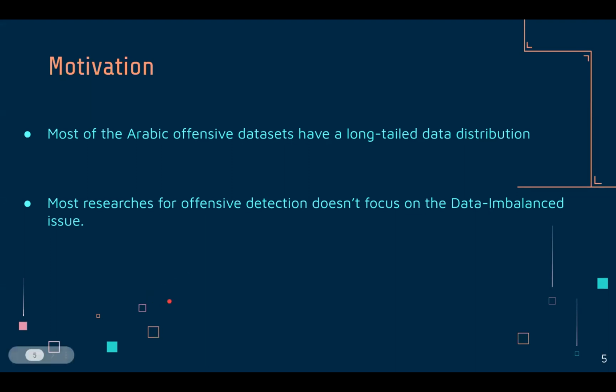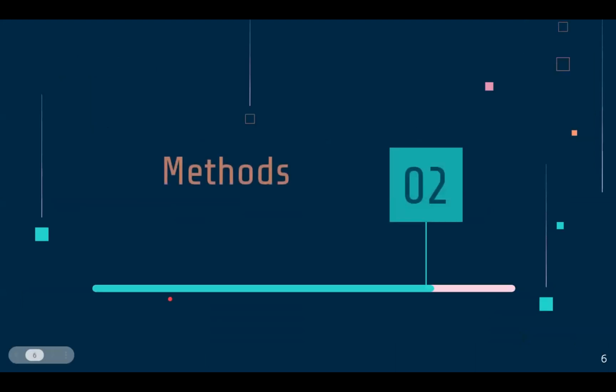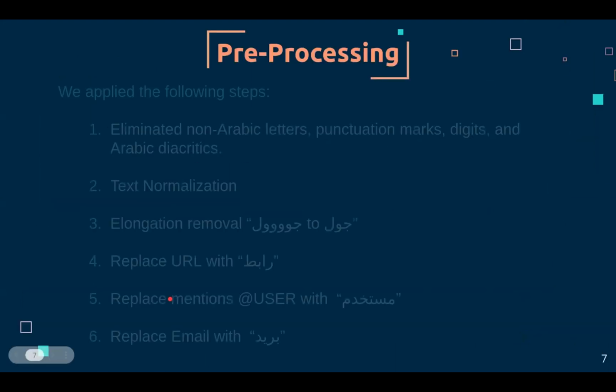Most of the research from our literature review on offensive detection doesn't actually focus on the data imbalance issue, doesn't focus on how to overcome it, and doesn't illustrate good methods for it. So our methods will address this problem.